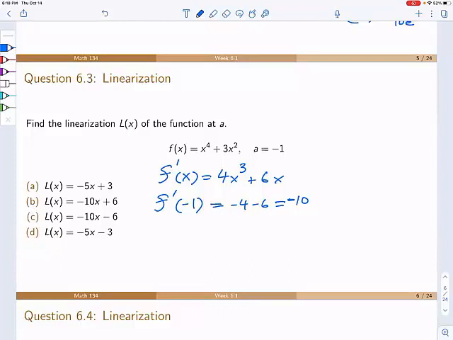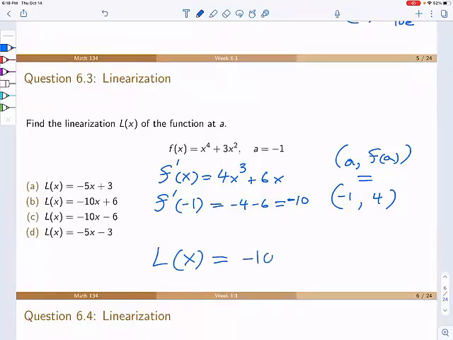And the point that I'm looking for, we can again use a comma f of a, and -1 can be my x value, and then plugging in -1 to the function itself gives me 4. So we're all set to write out the linearization again. So L of x is -10 multiplied by x minus the x-coordinate, which is -1, and then plus the y-coordinate, which is 4. So if we do a little bit of simplification, you'll find that C is the correct answer here. So we do -10 plus 4 to get this -6 that's sitting there.